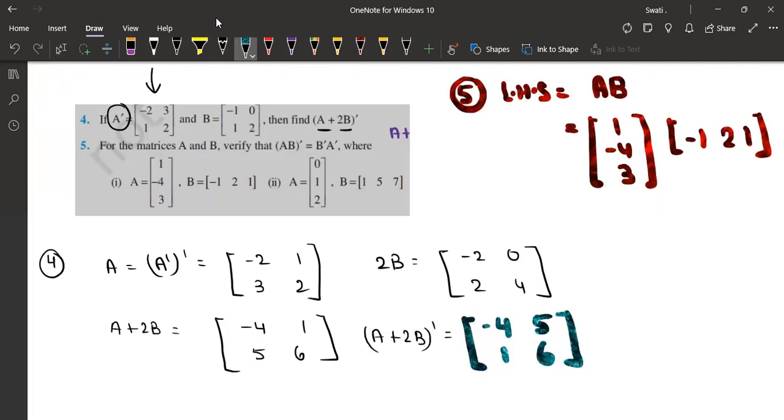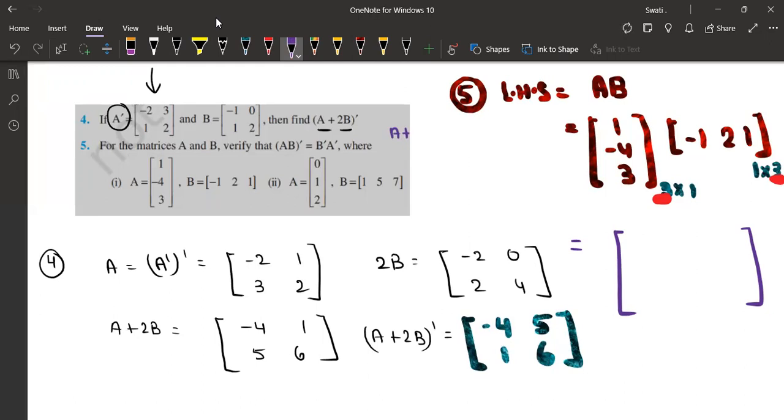So this has how many rows? 3 rows. How many columns? 1 column. This is how many rows? Only 1 row. How many columns? 3 columns, right? Now the resultant is going to be simply this by this. That means the resultant is going to be a 3 by 3 matrix. That also gives you confidence that you are getting a correct answer almost.